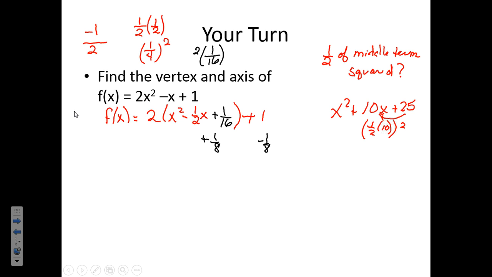So my end result then will be 2 times a perfect square trinomial, and it will have an x minus inside, right? Because I have a negative 1/2 x, and then I'm going to have a number over here as well. So what is this perfect square? What's the square root of 1/16? 1/4. And my net result, when I take a positive 1 and I add a negative 1/8, I get a total of 1 minus 1/8 is 7/8.